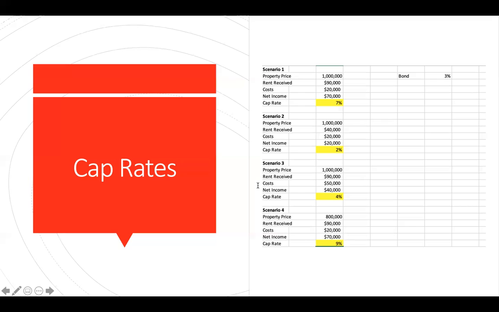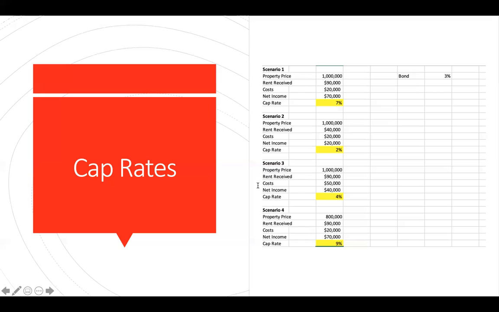In another scenario, scenario three, assume the rental income stays at the original $90,000, but the maintenance cost and/or the property tax increases significantly, say to $50,000. The capitalization rate will then be 40,000 divided by the million, or 4%.